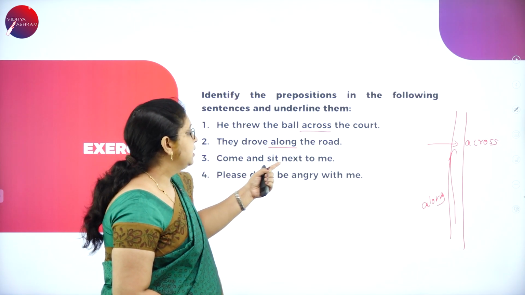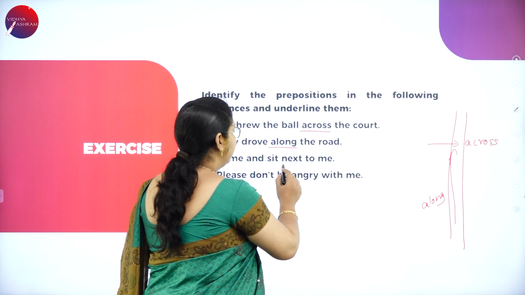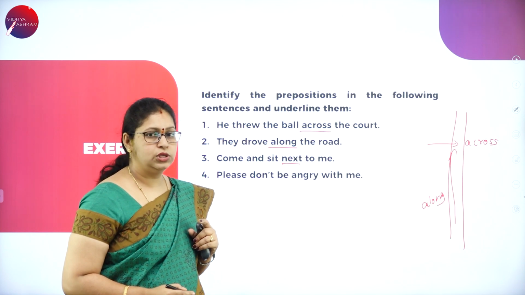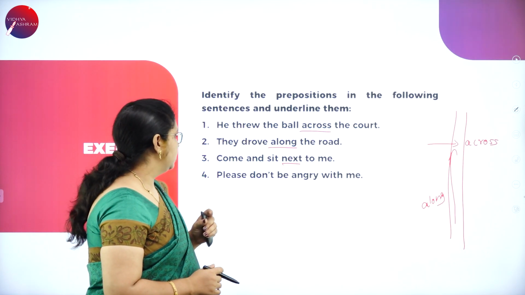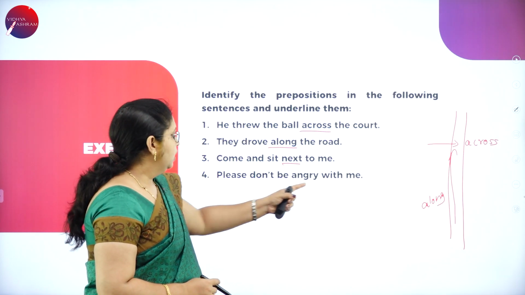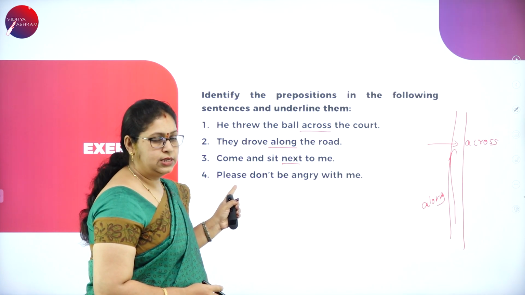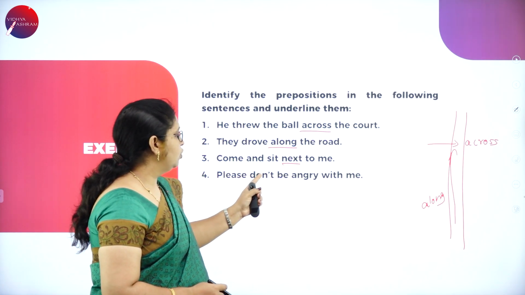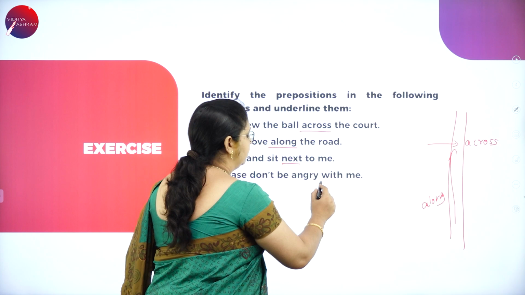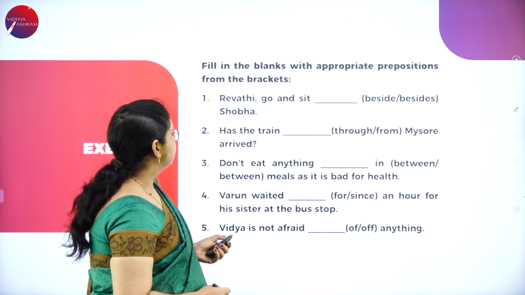Come and sit next to me. Next, showing the place. Next to me, next is the preposition. Please don't be angry with me. So, this is the subject and this is the object part of the sentence. It is connecting. Please don't be angry with me. With is the preposition.